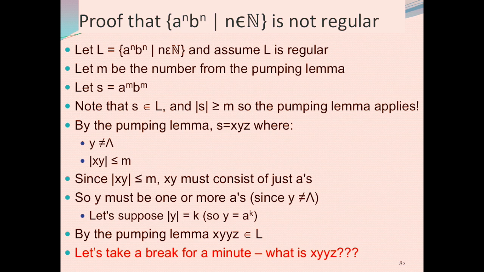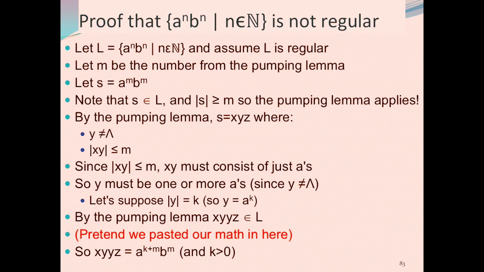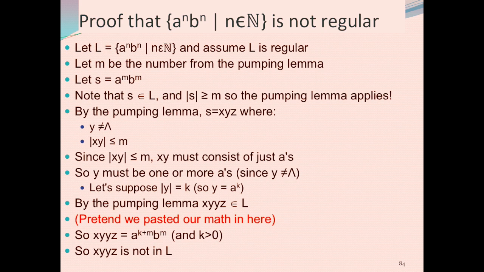All right, so we're back to our proof, right? We left off here. We're trying to figure out what x, y, y, z was, but now we know. So let's pretend that we pasted all our math we did in here. We don't have enough space. But x, y, y, z is this, right? And we know that k is greater than 0. We know that, because we saw it in our math. Go back and look. But hang on. Here's what x, y, y, z is.